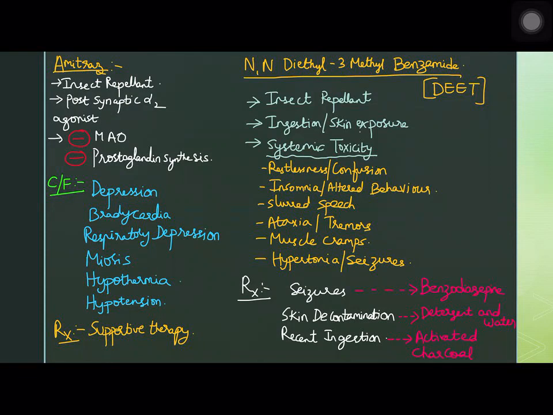And DEET, diethyl-meta-toluamide, is also an insect repellent. Through ingestion or skin exposure, it will cause systemic toxicity. That will cause restlessness, confusion, insomnia, altered behavior, slurred speech, ataxia, tremors, muscle cramps, hypertonia, seizures. Treatment is symptomatic: for seizures, benzodiazepines, skin decontamination, and if it is a recent ingestion of DEET, we can use activated charcoal.